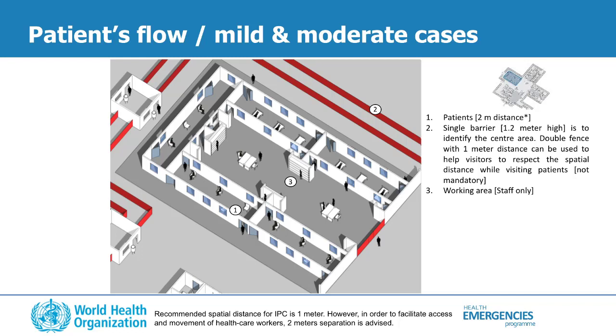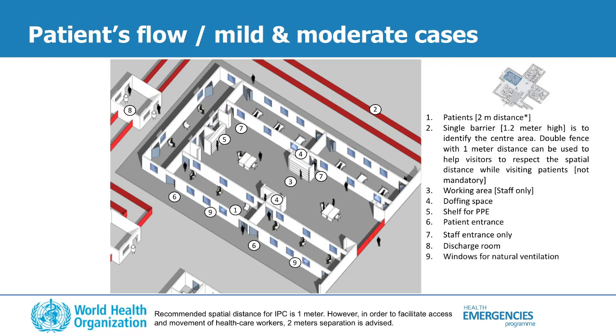Number 3 is a working area. This is only for staff. Number 4 is the place to remove working gear or the personal protective equipment. Number 5 are shelves where you can keep the personal protective equipment. Number 6 is the entrance for patients. And on number 7, only staff would enter from here. Number 8 is the discharge room pending patient's release. 9 are windows for ventilation. And 10 is the observation.